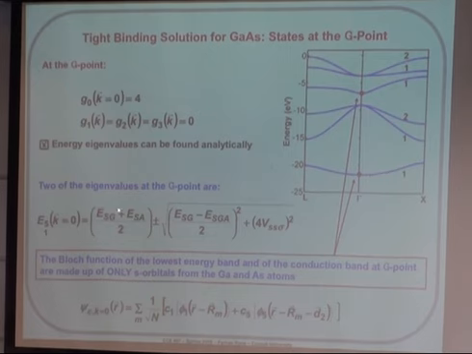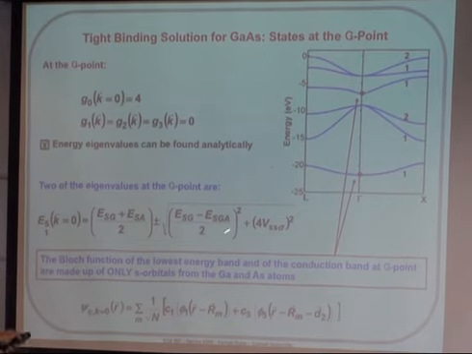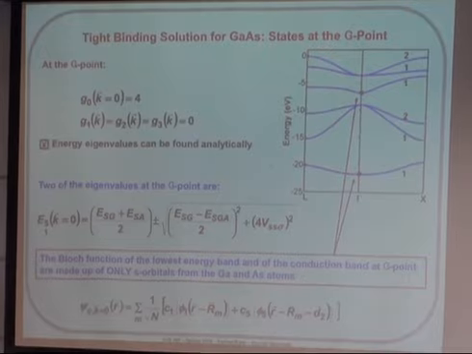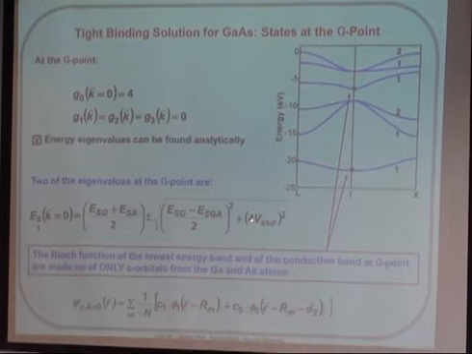Their energies are basically just the energy of the s orbital in gallium and the s orbital in arsenic. You remember this we did for graphene. Same deal. Sorry, not graphene, but boron nitride. We did this for boron nitride. The two are different. And then what you have is V_ss sigma.